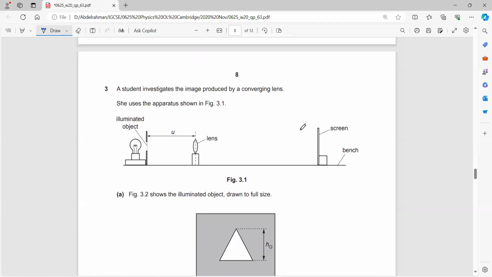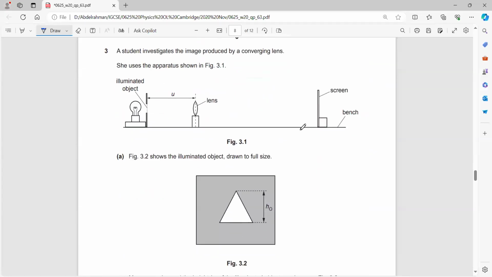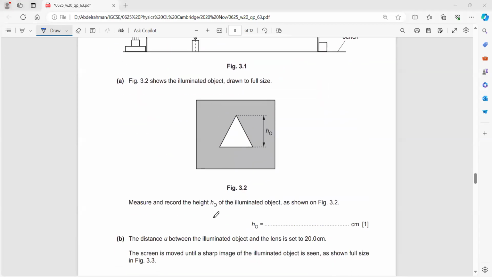Yes. Next question. We have a converging lens. We have distance u, which shows the illuminated object. Measure and record the height h0. We will measure this distance using the ruler. It's very simple. It should be 2.0 centimeters.